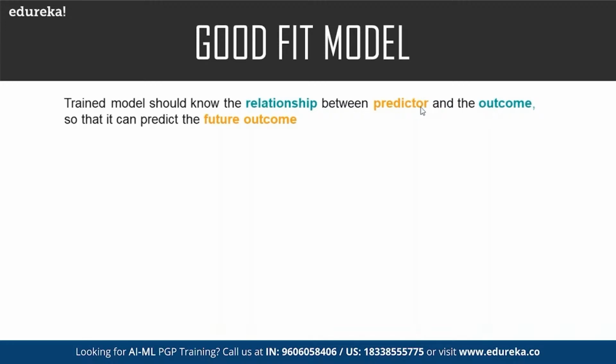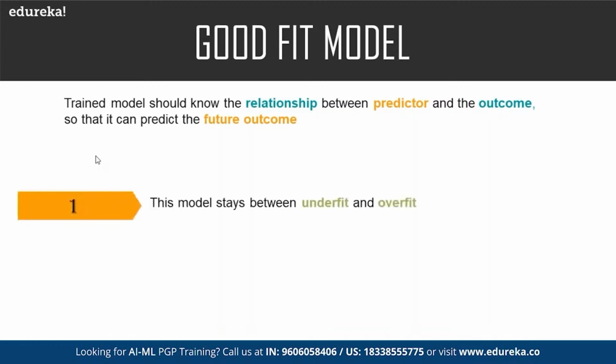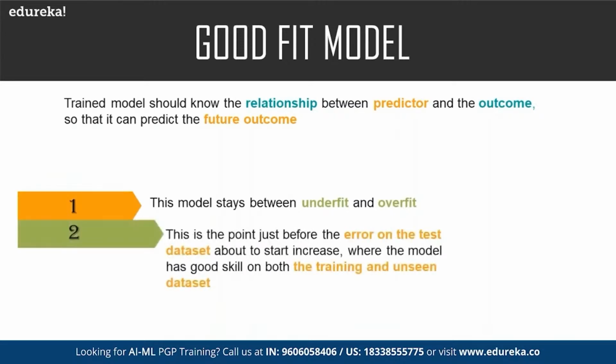We call such predictors features. The features and labels, so that the trained model gets the correct future outcome, which is nothing but the right labels that we expected it to yield. This type of model stays between underfit and overfit because we have chosen the right data set for evaluating the model. This is the point just before the error on the test data set.